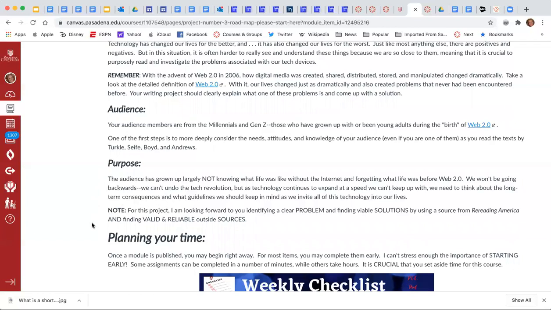And again, I want to remind you that I'm looking forward to you identifying a clear problem and finding some viable solutions. And by a solution, I want to let you know that sometimes partial solutions are okay. So you might find a solution, but you may acknowledge that there are other solutions to take a look at. And that's normal. We often find partial solutions and we have to think about and try, practice and fail, and then come up with better solutions down the line.